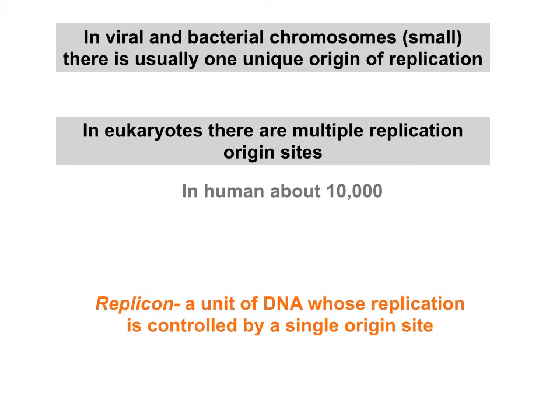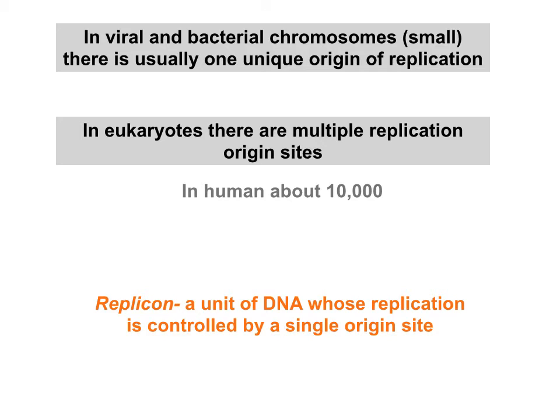So in E. coli, when we see DNA replicating, we call this a replication bubble. And when we begin to look at other bacteria and viral chromosomes, which are small, we would usually see a single unique origin of replication. But they're small. In eukaryotes, because they're much larger, and because they're separated in multiple chromosomes, what we saw is that there was not a single origin of replication, but rather multiple origins of replication. In humans, just for example, there's about 10,000.